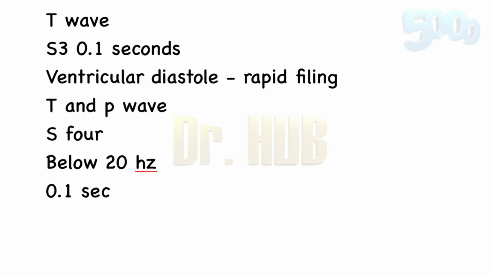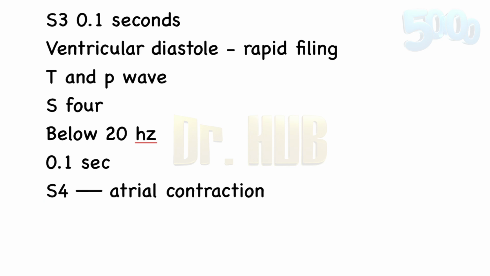So in S3, what we saw was the rapid filling phase of the ventricular diastole. Here again, it is a rapid filling phase of the ventricular diastole, and this is due to the atrial contraction. So S4 is mainly due to the atrial contraction. Then what is the ECG correlation here? The ECG correlation is that it follows the P wave.